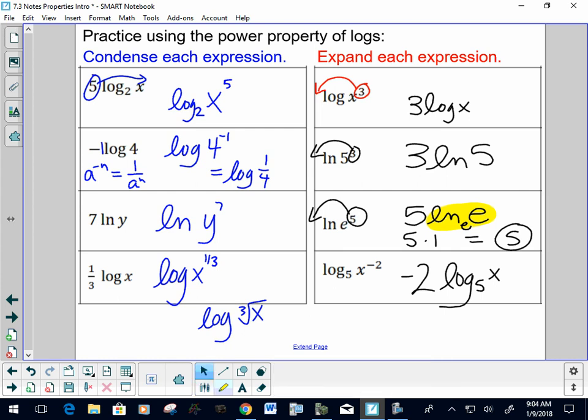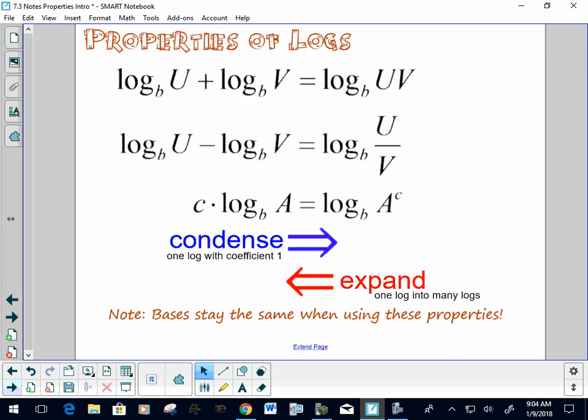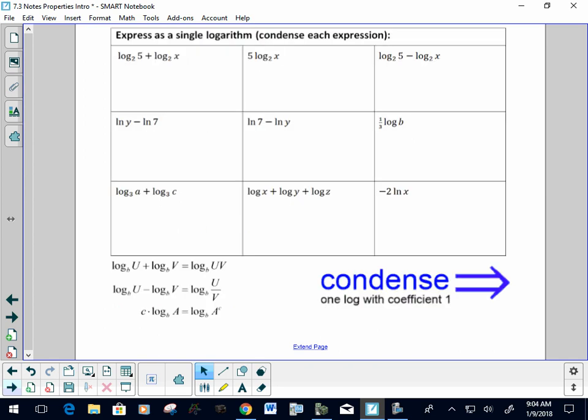All right, so those are our 3 properties. So what I want to do is actually just do some mixed practice together using these properties. So we're going to be both condensing and expanding. And remember that the base stays the same. So we want to express all of these as a single logarithm. So it's asking us to condense each of these expressions. So that first one is addition. So when we condense that, we're going to use the addition rule. So this will be the log base 2 of 5x.